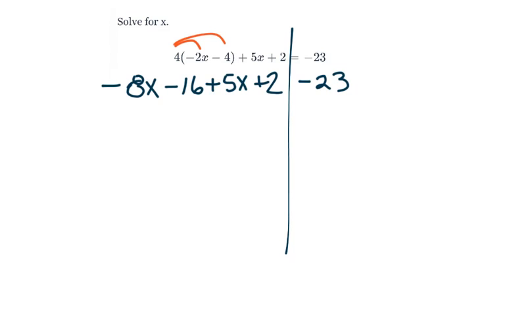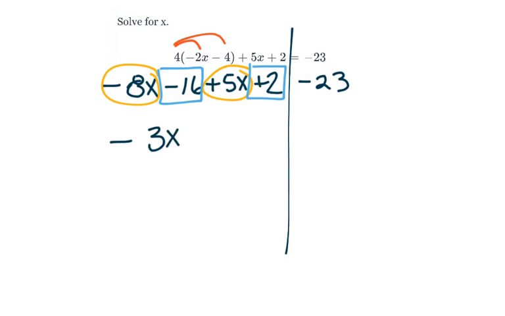So let's go ahead and combine like terms on the same side. So we got -8x and 5x. Those are like terms. And then we also have -16 and 2. All right. So when we add -8x and 5x, we get -3x. And then when we add -16 and 2, we get -14. And then bring down -23.